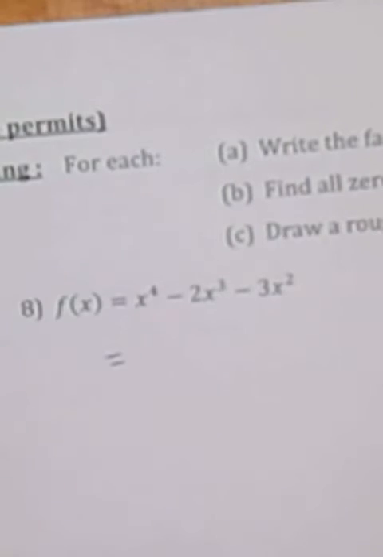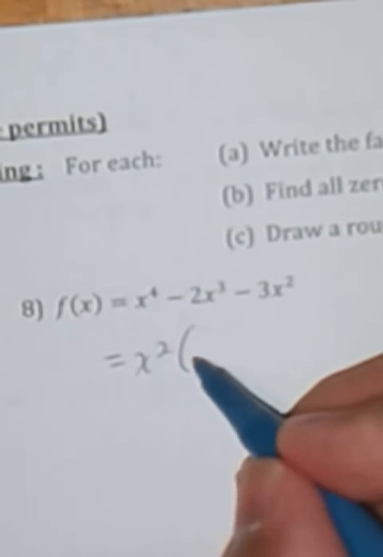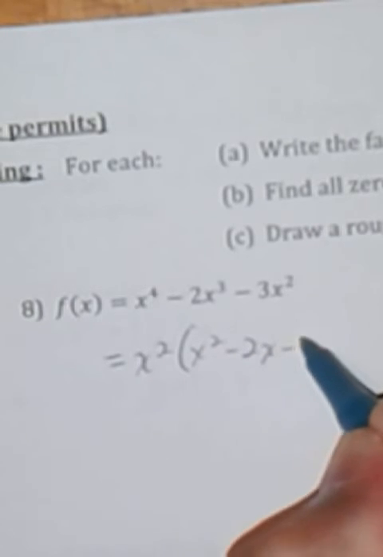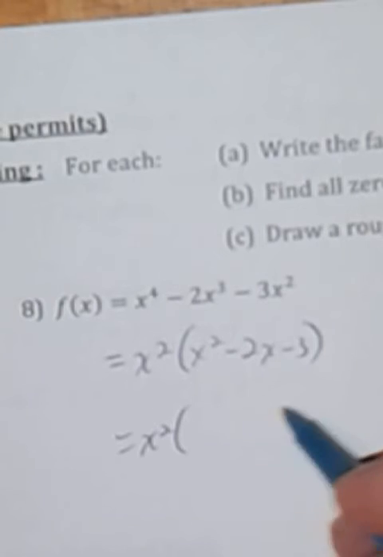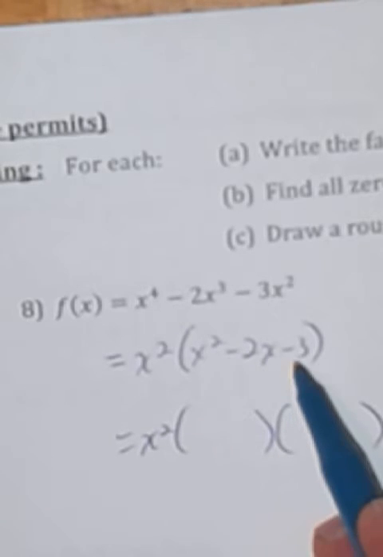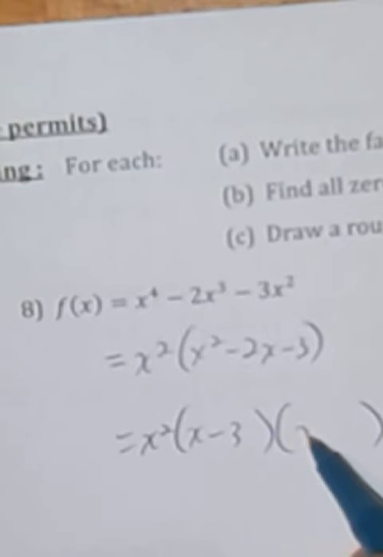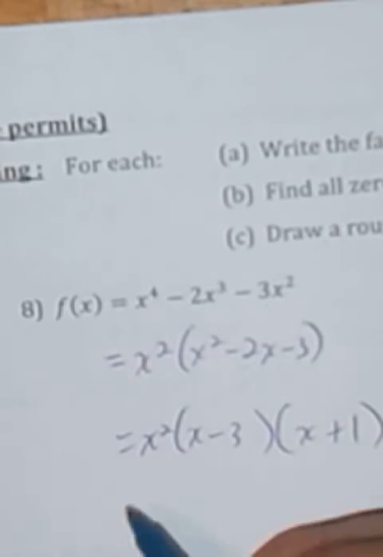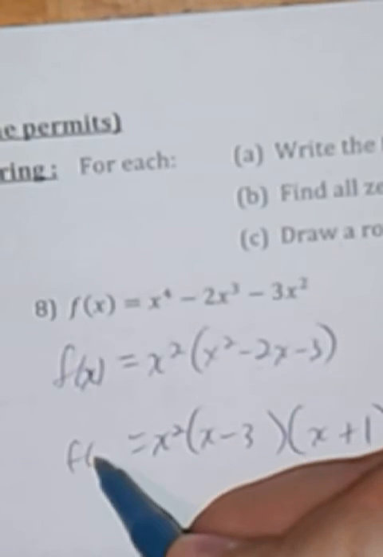So this is x squared times x squared minus 2x minus 3. And then can we factor x squared minus 2x minus 3? I'm going to bet that we can. The factors of negative 3 that work are negative 3 and 1. So it's x minus 3 times x plus 1. And so that's complete factored form.